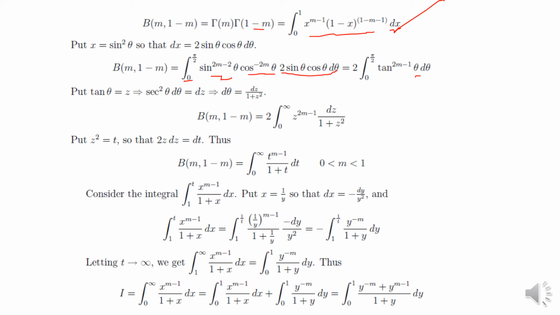Put tan theta is equal to z, and sec square theta d theta after differentiation is equal to dz. So d theta is dz upon 1 plus z square. So beta m, 1 minus m, which was the left hand side, is equal to twice the integral from 0 to infinity. Limits will change because when theta is 0, z will be 0, and when theta is pi by 2, z will be tan pi by 2, which means infinity. So z to the power 2m minus 1 dz upon 1 plus z square. We put z square is equal to t, so 2z dz is equal to dt. So beta m, 1 minus m is the integral from 0 to infinity of t to the power m minus 1 upon 1 plus t dt, where m lies between 0 and 1.